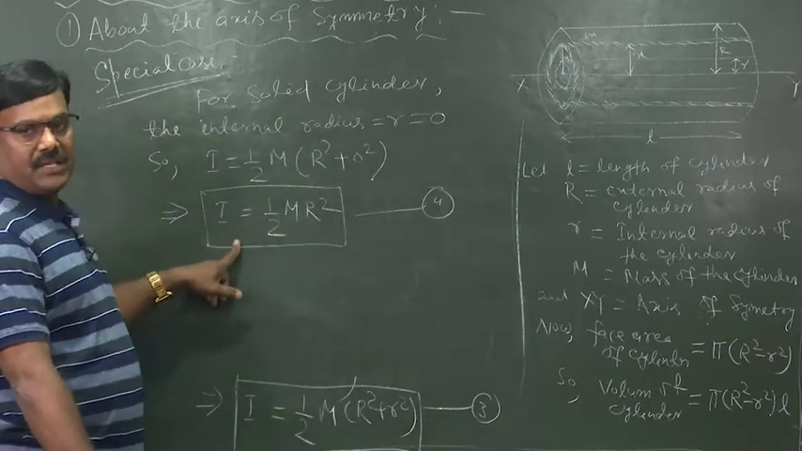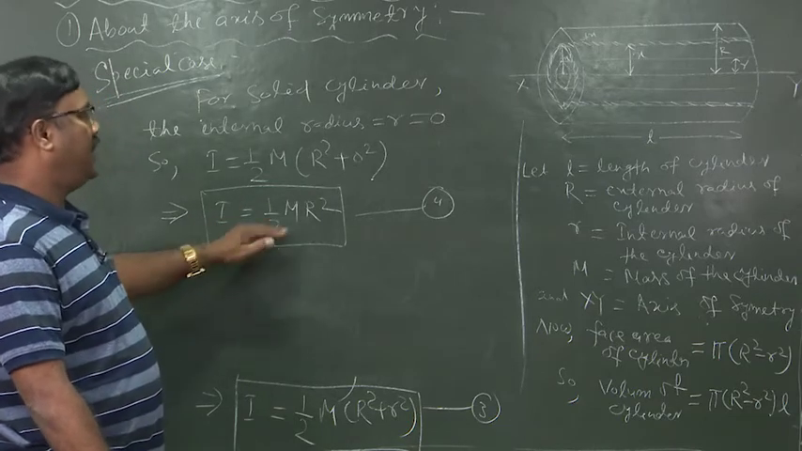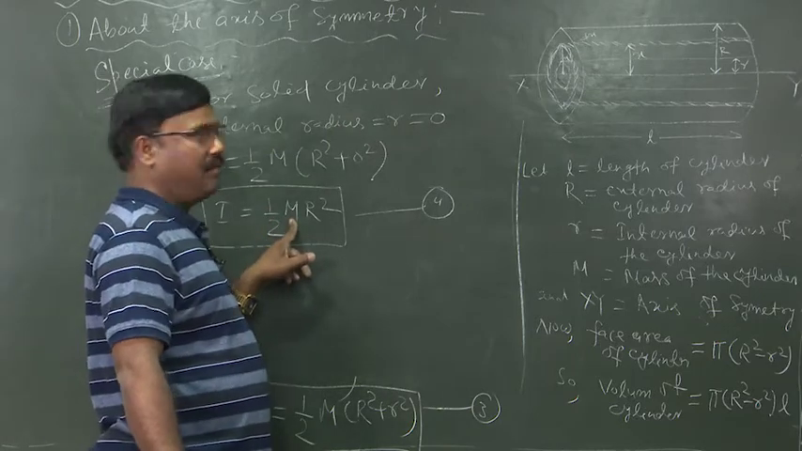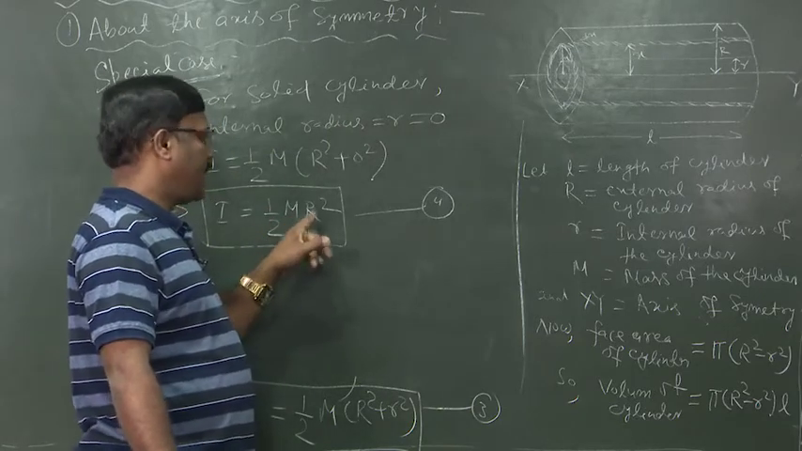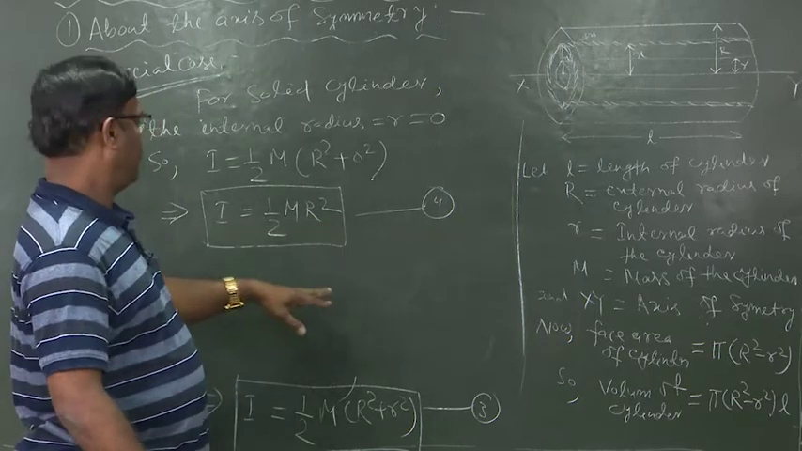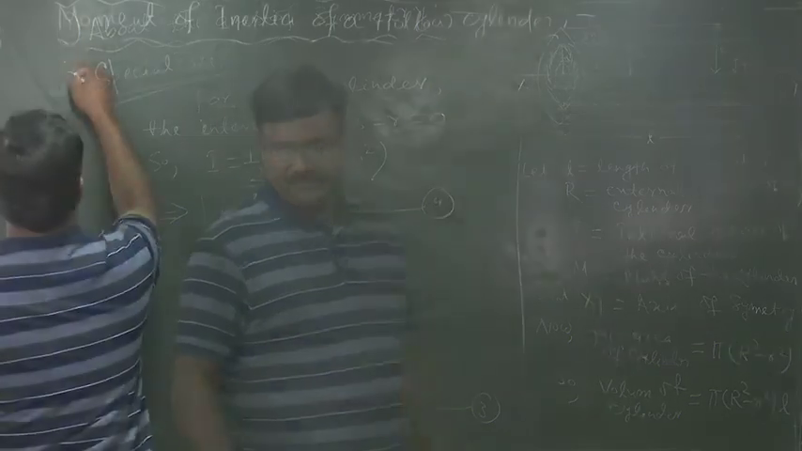This is the expression for the moment of inertia of a solid cylinder about the axis of symmetry, where m represents the mass of the solid cylinder and capital R represents the square of the radius of the solid cylinder.